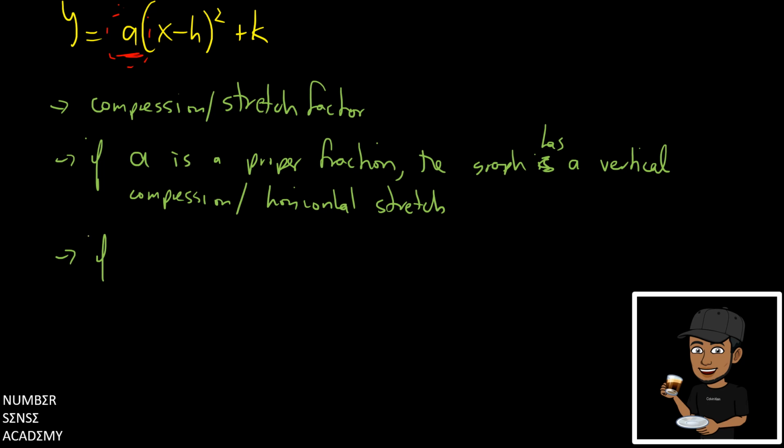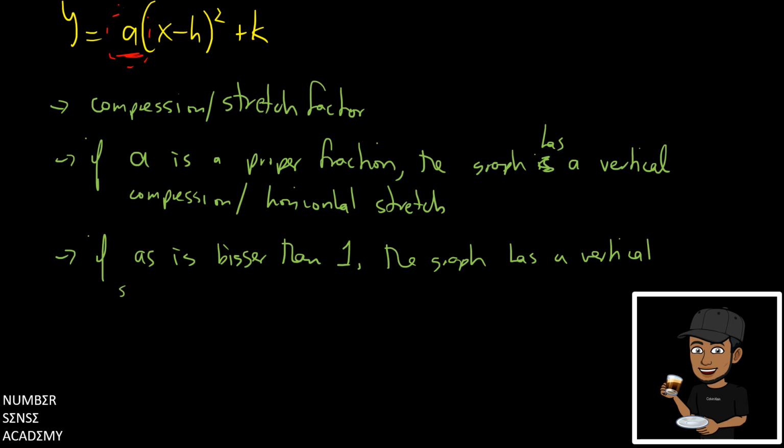If A is bigger than 1, then the graph has a vertical stretch or a horizontal compression. Okay, so a vertical stretch means that you're pulling it in the direction of y, or you're squeezing it against the y-axis. So that's what that means.